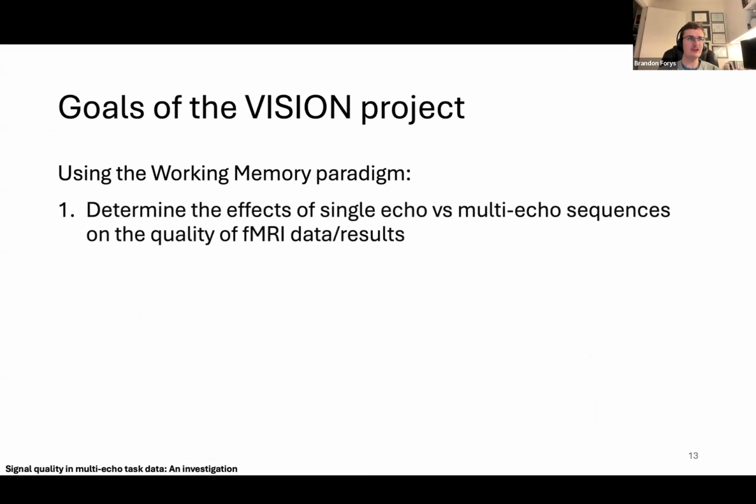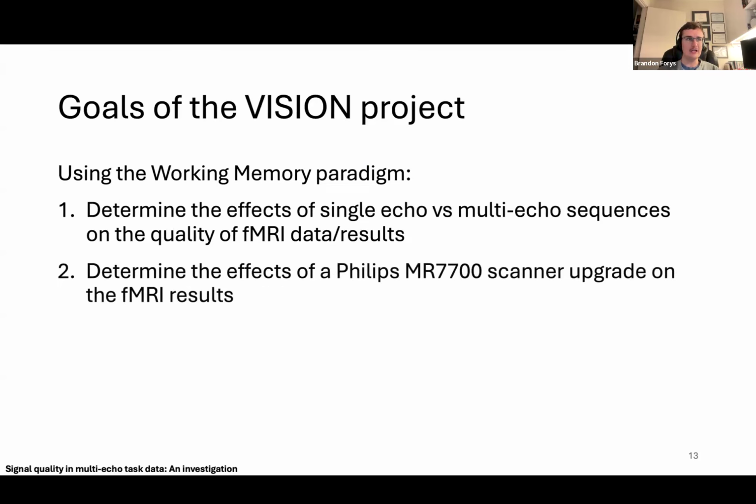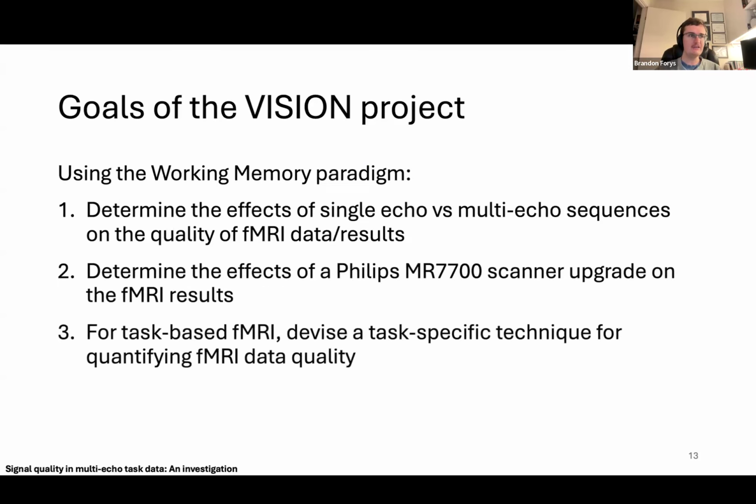And the idea was to determine the effects of single versus multi-echo sequences on the quality of fMRI data and results, and look at the effects of a scanner upgrade that was recently done on these results, and develop a technique that is specific to task-based fMRI for quantifying the quality of fMRI data.